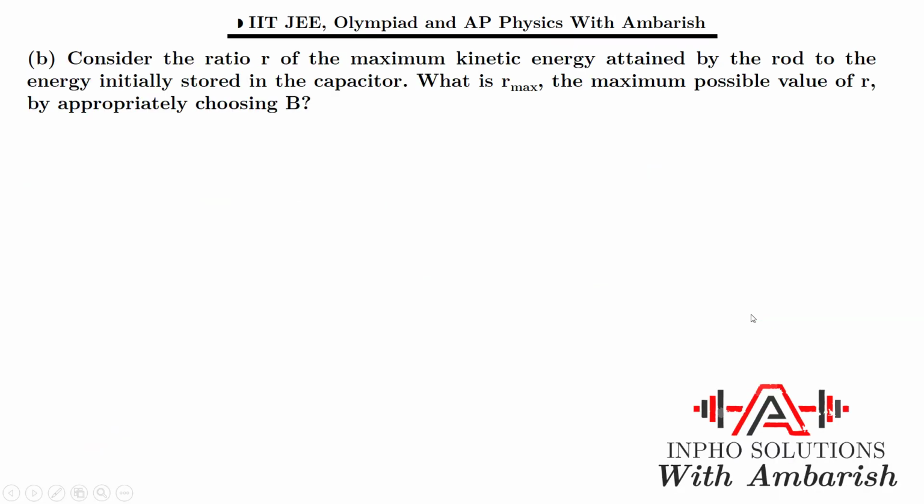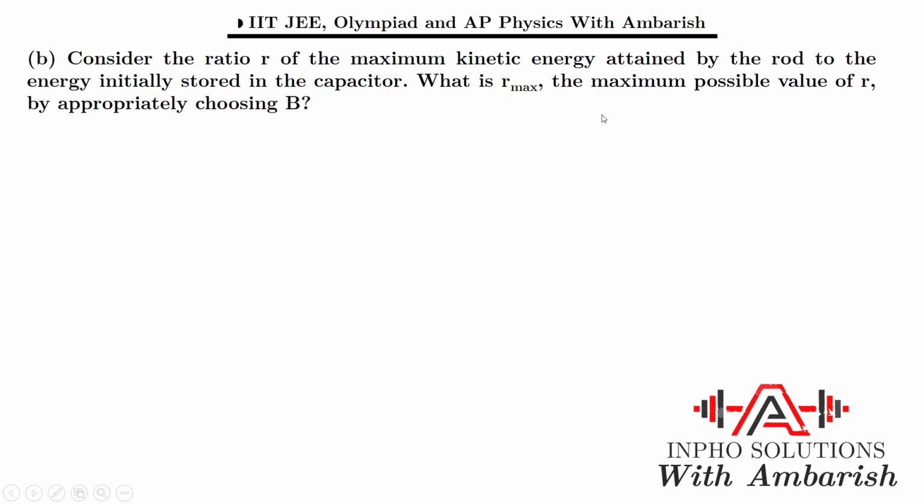Now in this part we have to find the ratio of maximum kinetic energy to the initial energy stored in the capacitor. You know that some part is going to get dissipated and some part is going to end up as kinetic energy of the rod, and I want to know the maximum possible ratio between the maximum kinetic energy and the initial stored energy of the capacitor.